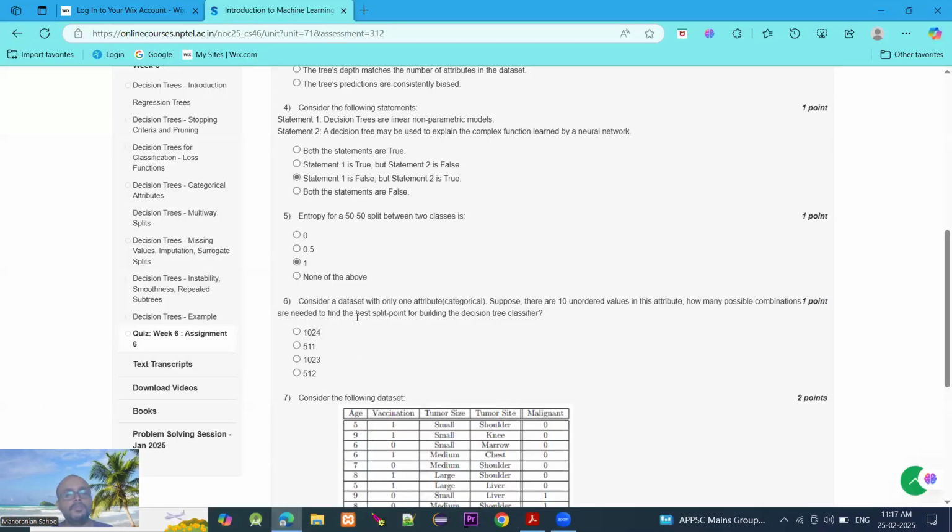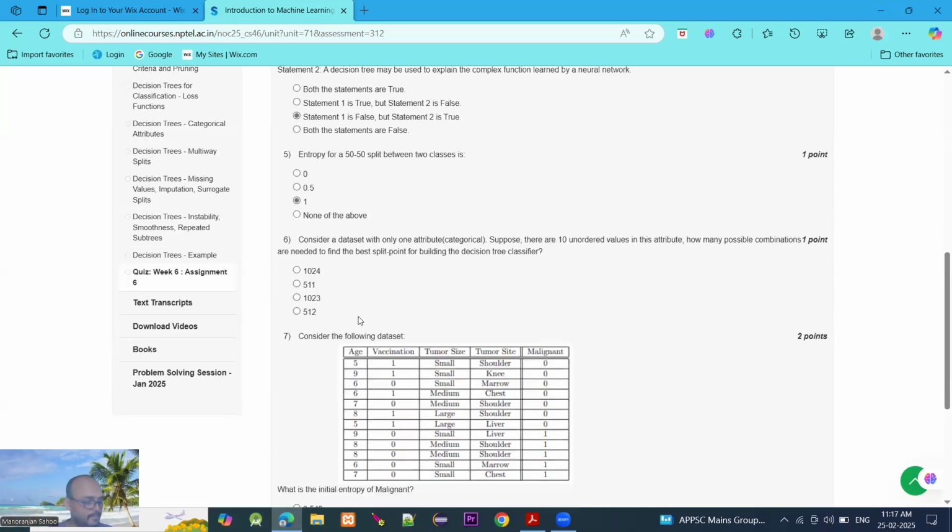Moving to question number 6. Consider a dataset with only one categorical attribute. Suppose there are 10 unordered values in the attribute. Then how many possible combinations are needed to find the best split point for building the decision tree classifier? We can choose 511. How it is calculated, I am going to show you.